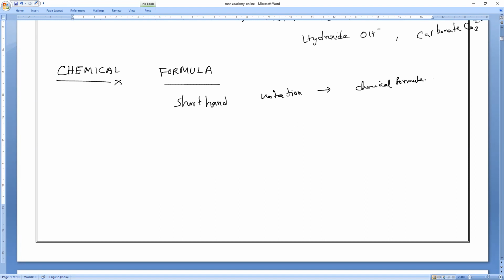Sir, can you please say it again? Yes, a shorthand notation or representation of a chemical compound is called a chemical formula. Any doubt, anybody can ask? Are you clear, everybody? Now let us see what this chemical formula tells us. We'll get totally 4 different kinds of information from the chemical formula. So let us see that. Information from the chemical formula.